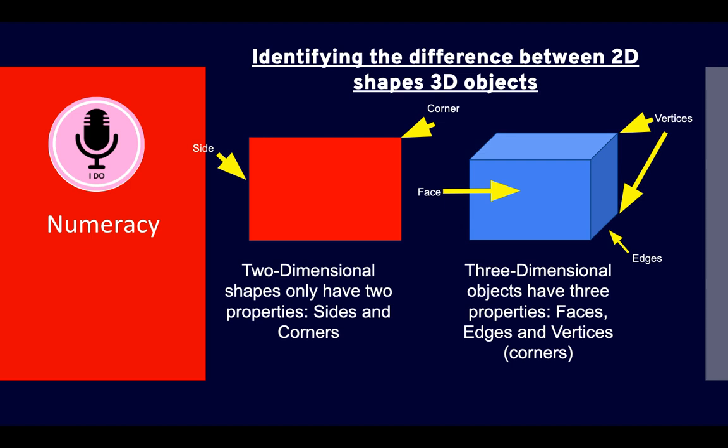Identifying the difference between 2D shapes and 3D objects. Two-dimensional shapes have only two properties, sides and corners. Three-dimensional objects have three properties, faces, edges, and vertices.